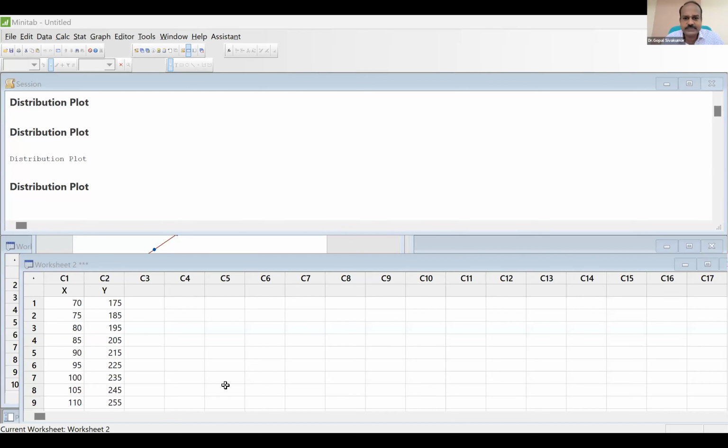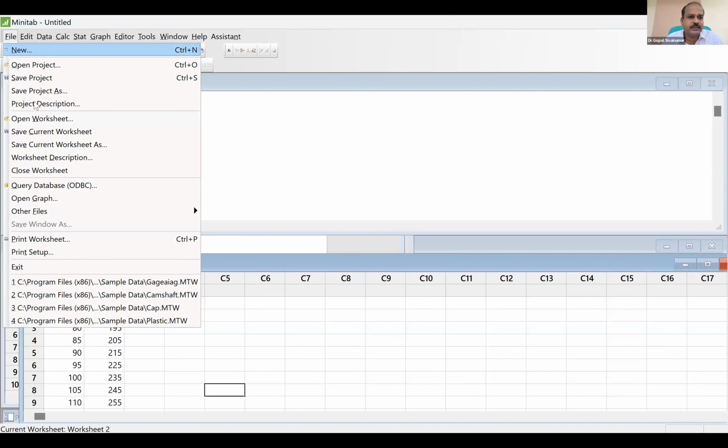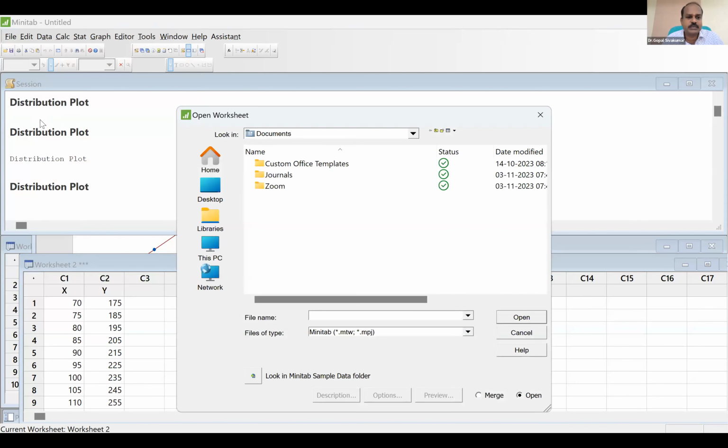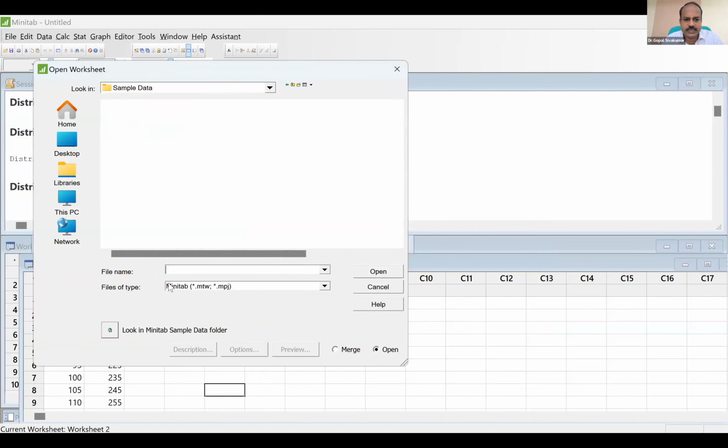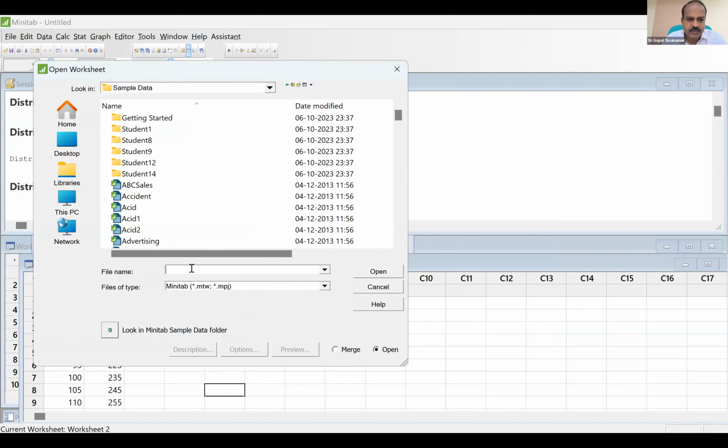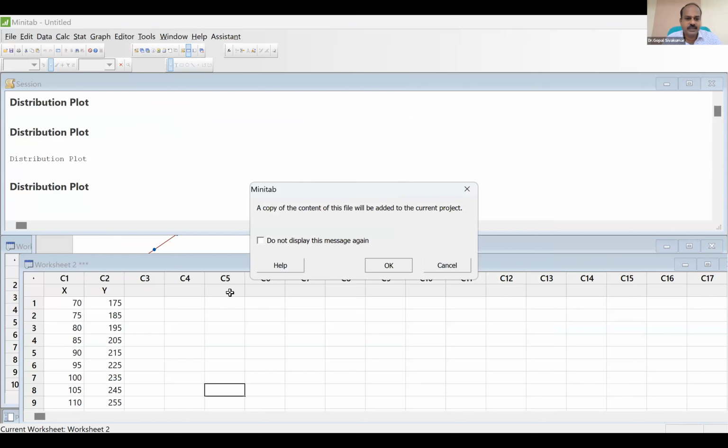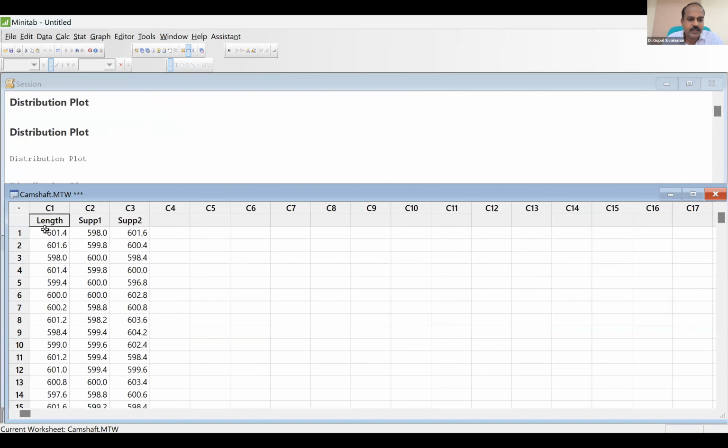So now I'm taking you to Minitab. You make the subject very simple, and let me open a file. File, open worksheet. I click this once so that I can access the sample folder, and the file name is camshaft. And now you all can see the data, right?